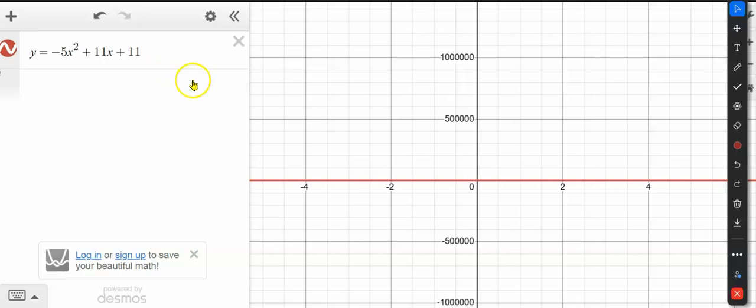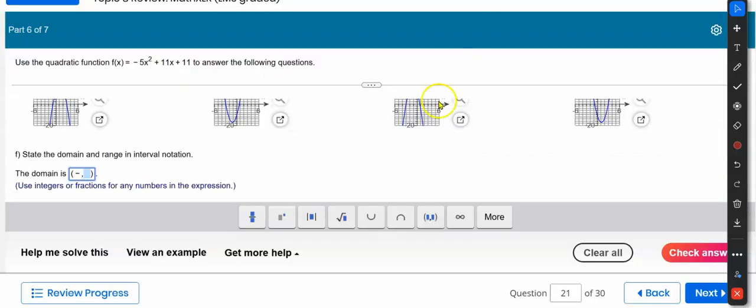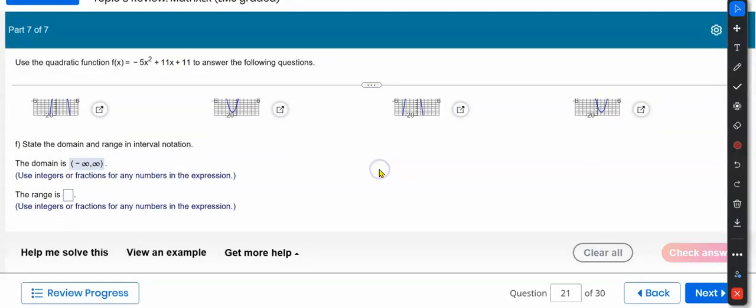So how do I say that? How do I come back here and say all of it? Don't we say things like negative infinity to what? Positive infinity? You got it. No stopping point in that domain.